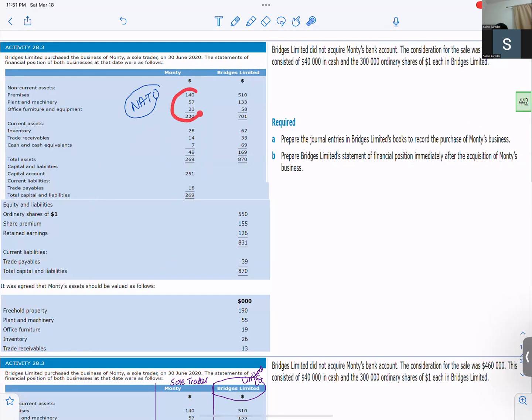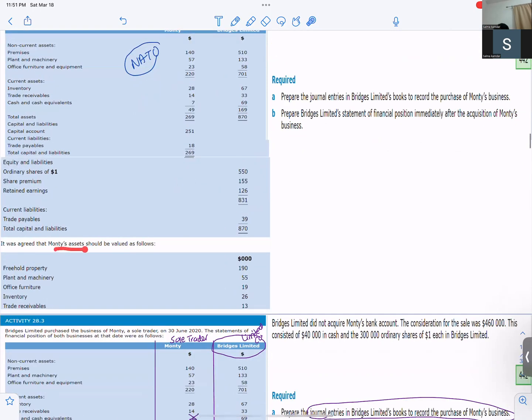Monty has his non-current assets, current assets, capital, current liabilities. This is all of Bridge, I don't care about this. It was agreed that Monty's assets will be valued at this amount. That means when they are taking over, the premises of Monty is valued at 190, plant and machinery at 55, office furniture at 19, inventory at 26, trade receivables at 13, and they're not taking over the cash and cash equivalents. Trade payables, I see there is no trade payables of Monty.